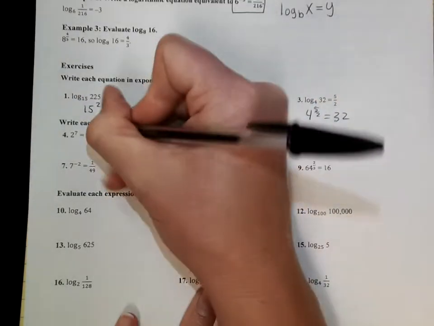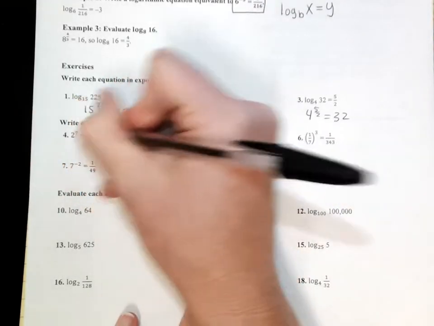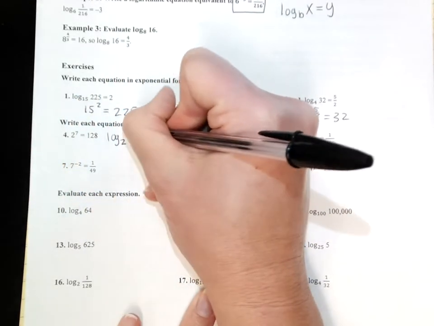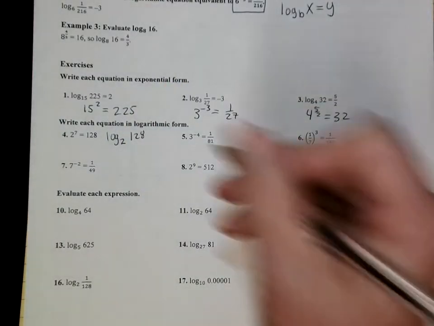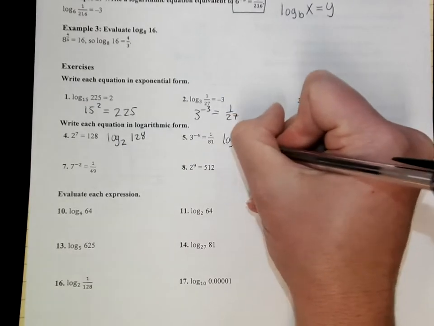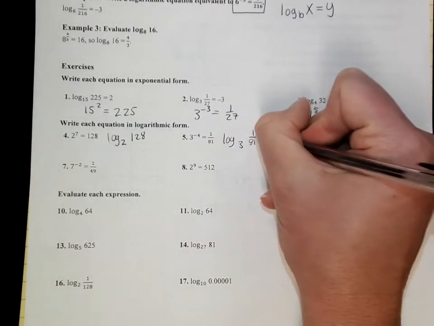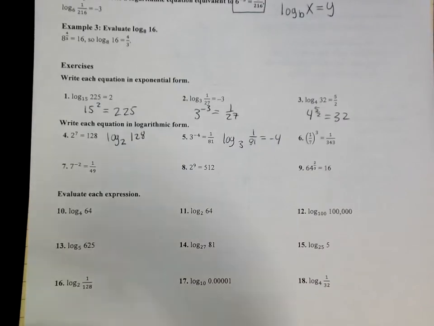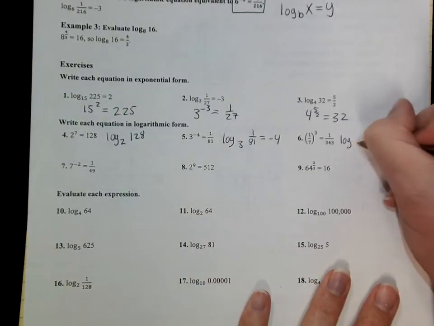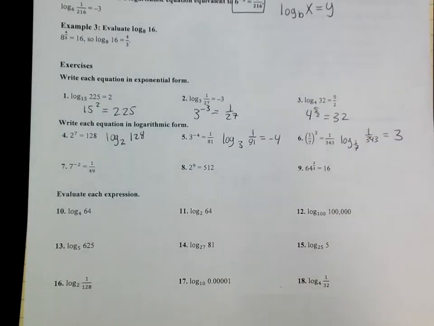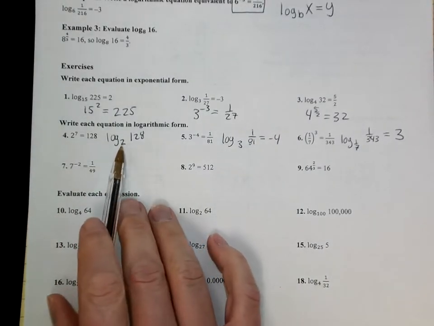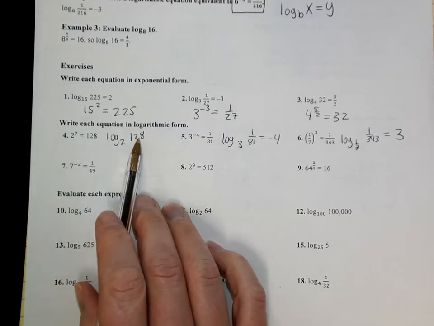Going the other way. Log of the big number becomes the little number, and the other two switch sides. Same thing in the next one. Log base 3 of 1 over 81 equals negative 4. Log base 7 of 1 over 343 equals 3. That's a pretty lame question. I would say be sure that you can tell a difference between the size of your little number and the size of your big number.